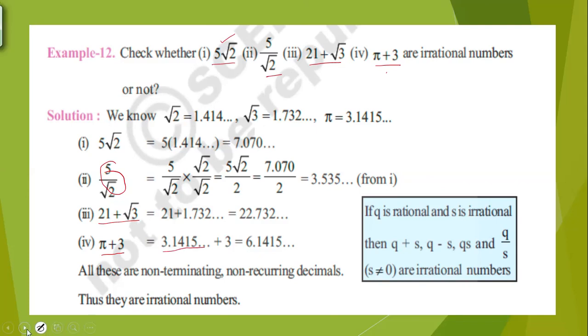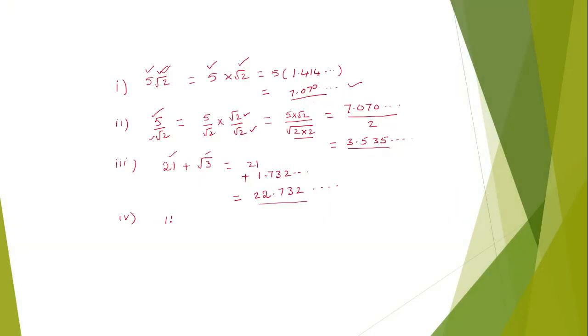Here pi plus 3 is the fourth example. What is the value of pi? 3.1415. And what do you say about this one? This is an irrational. Plus 3, you add 3. Then what do you get? 3 means 3.00. So 6.1415, and so on. So pi plus 3 gives us an irrational number.